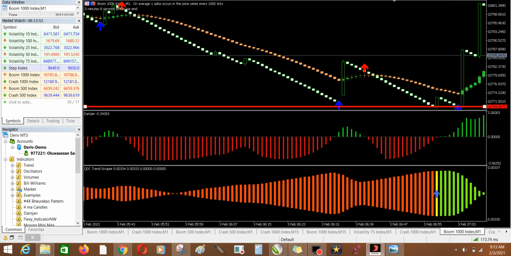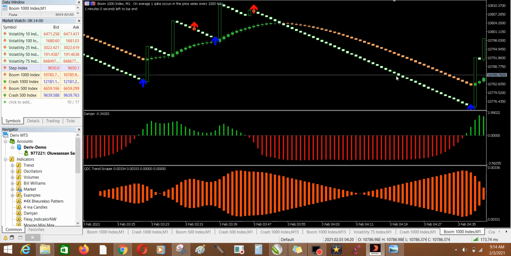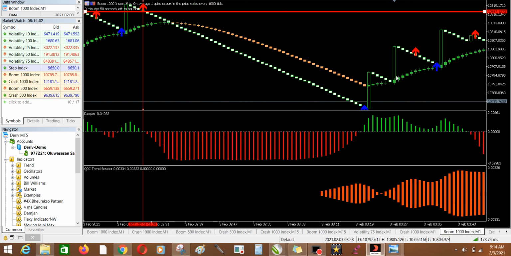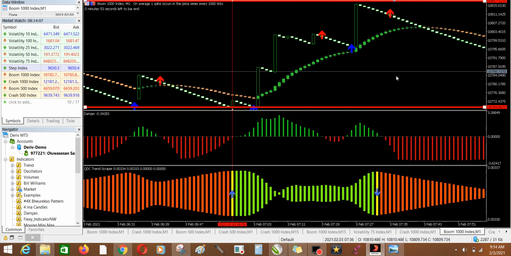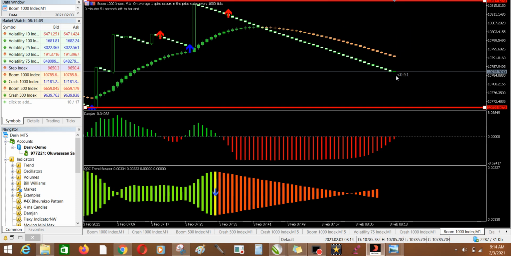I'm trying to put the vertical line in the trend line. You can see if we are taking that long trade, you can see it. That was for a very long time. This is amazing. So that is how it works.